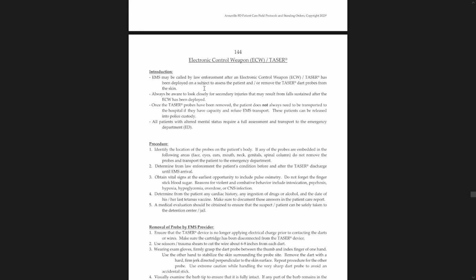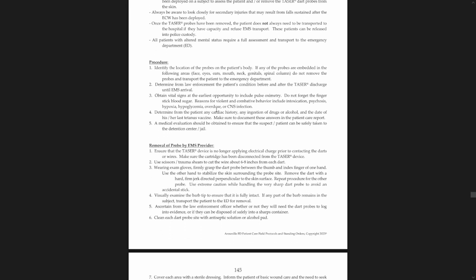All patients with an altered mental status require a full assessment and transport to the emergency department. So the procedure is: identify the location of the probes on the patient's body. If any of the probes are embedded in the following areas: the face, the eyes, the ears, the mouth, the neck, the genitals, or the spinal column, do not remove the probes and transport the patient to the emergency department. Determine from law enforcement the patient's condition before and after the taser discharge until EMS arrival. Obtain vital signs at the earliest possible opportunity, to include pulse oximetry. Do not forget the finger stick.